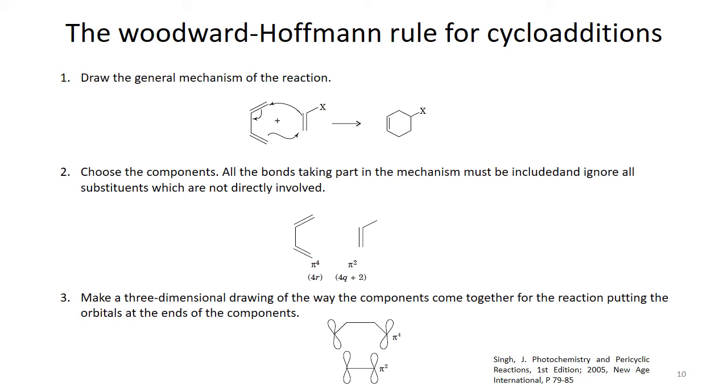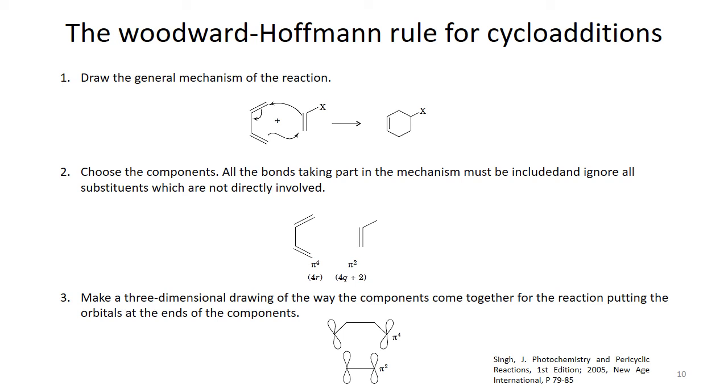First, the rules are the same as when we studied the Woodward-Hoffmann rules. We start with the reaction itself. We draw the general mechanism of the reaction, and we show the movement of electrons by arrows. We have butadiene reacting with an ethylene molecule, and then we get cyclohexene. What we do is choose the components for this reaction.